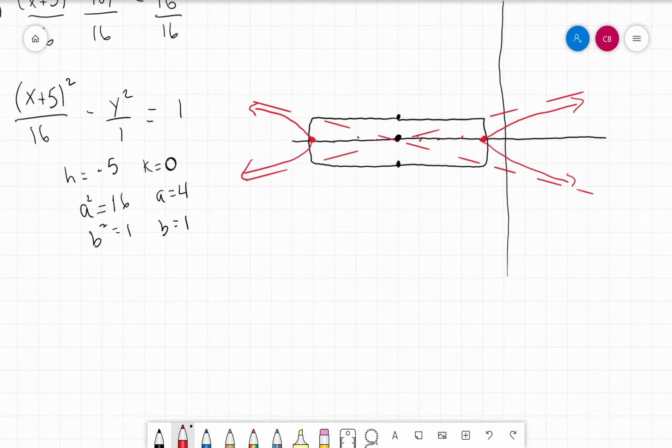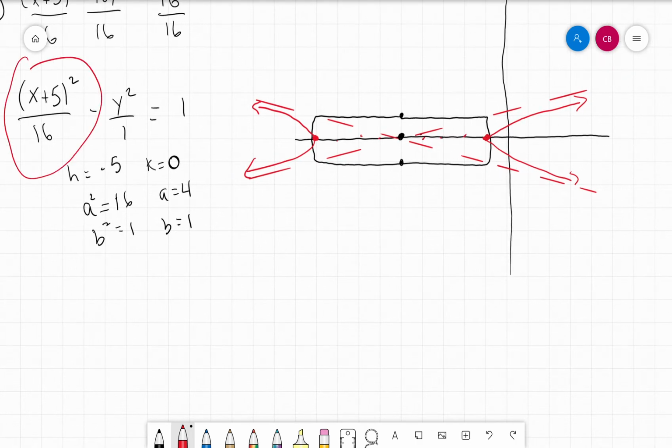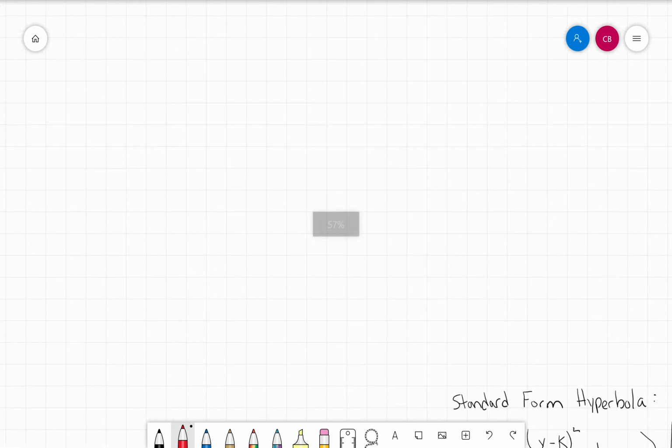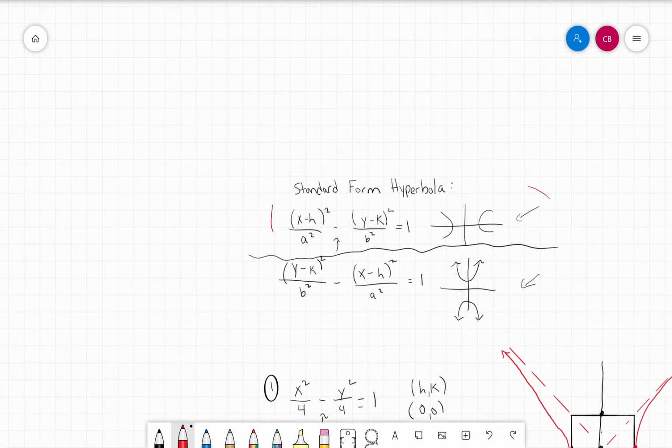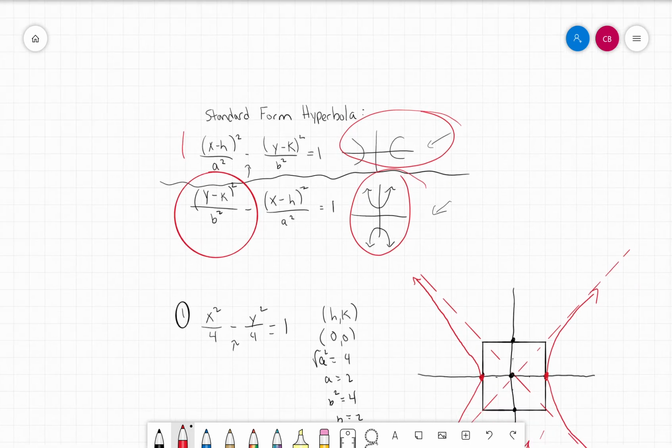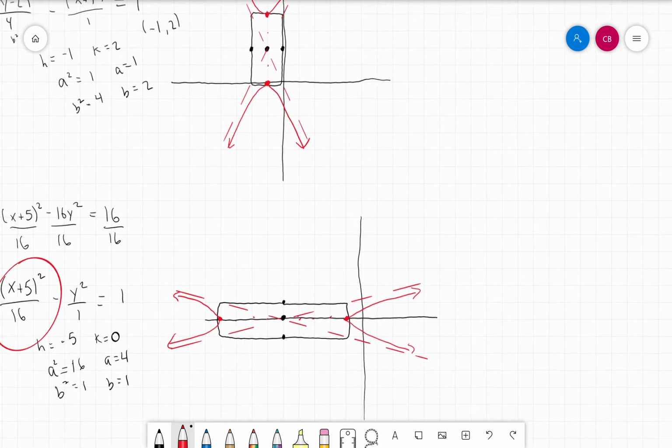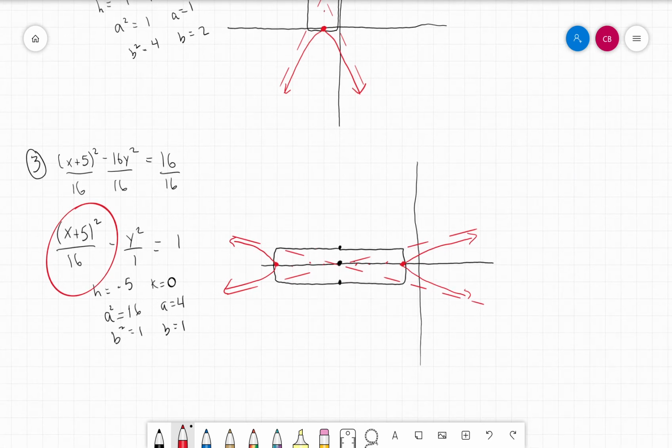The reason I know it goes in the x direction is because x was the positive value. So if you look back at your notes above, you will see when x is the positive, we have a shape like this. When y is the positive, we have a shape like that. I hope this helps. Obviously, ask me questions if you have them. This is kind of like a quick lesson.